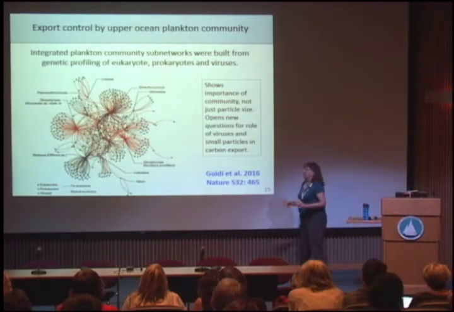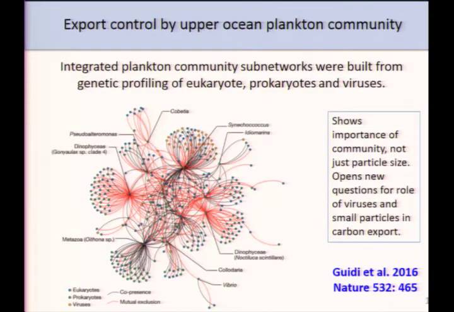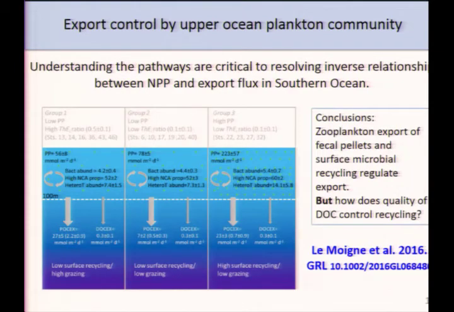And then, because they took all these genomic samples, they asked the question, what is the community? Not just saying, oh, it's diatoms or it's recyclers or whatever. They did very sophisticated network analysis to ask what kind of community dominates high flux or low flux. And it's a complicated paper, and I think it's just the beginning of a new way of doing things. But what it shows is the importance of community, not just of particle size, in flux. And this paper also opens up a whole new area of questions for viruses and for small particles.